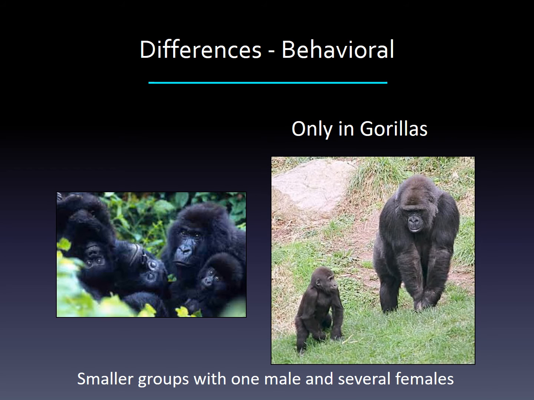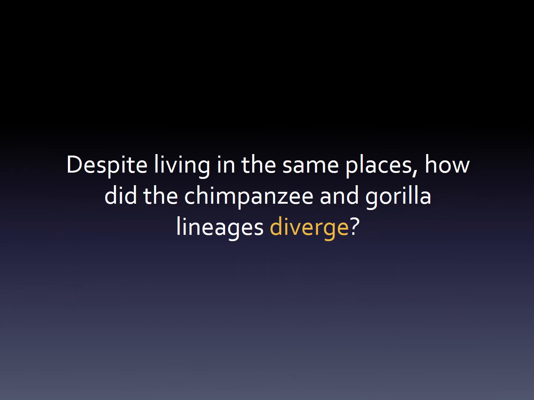I mentioned before that gorillas live in smaller groups than chimpanzees. So here is a male with several females, and he is the father of all the offspring produced. So despite living in the same places and having a lot of similarities in intellect and overlapping behaviors and morphological characteristics, I mean, not identical, but they're pretty similar, how did the chimpanzee and gorilla lineages diverge?